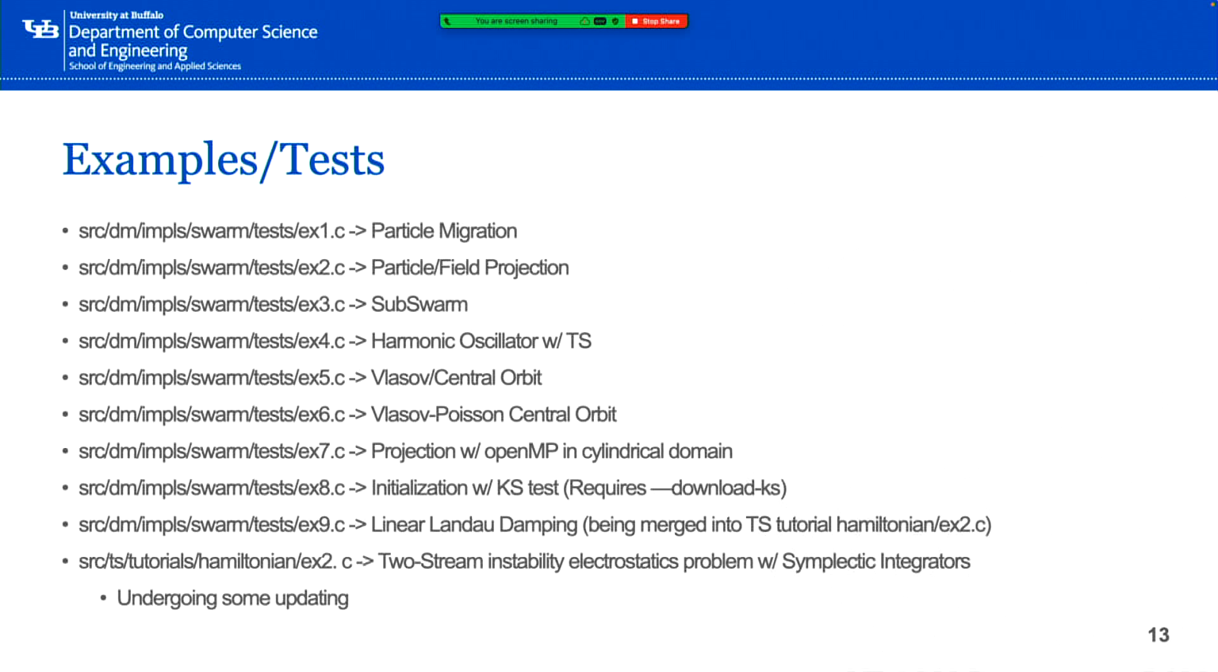the conservative projection operator that I showed in my talk earlier, that's in impulse swarm test EX2, so that'll show you how to project your fields directly into a finite element space and then project back to my particle space and compare the moments of the discretizations. Example 3, subswarm, so I can pull a cell out of the swarm and have it be its own DMSwarm. And then some other examples that include Kolmogorov-Smirnov tests and Gaussian initialization and so on. And then two-stream instability is Hamiltonian example 2 inside TS.